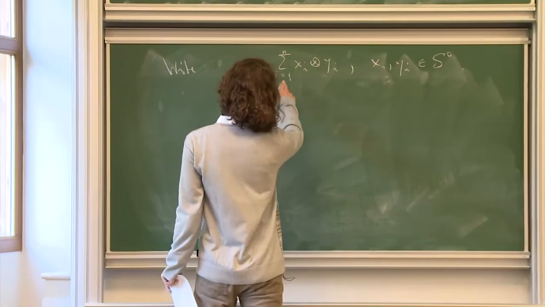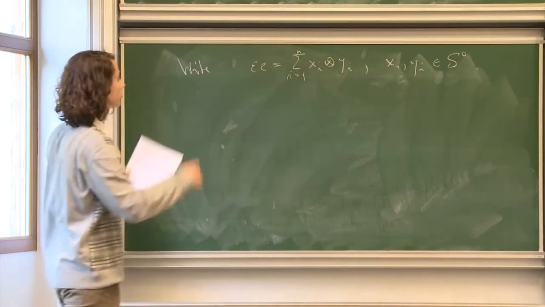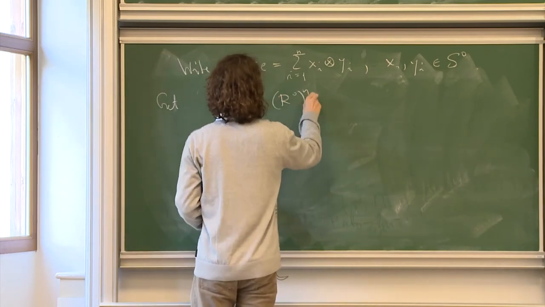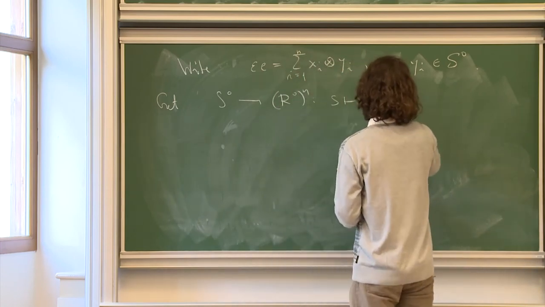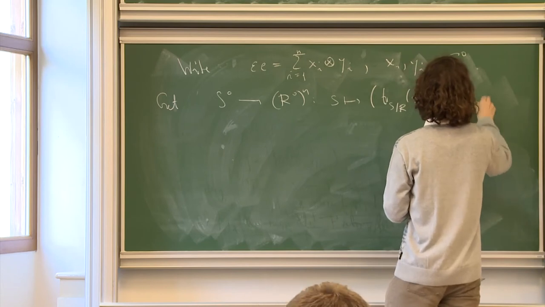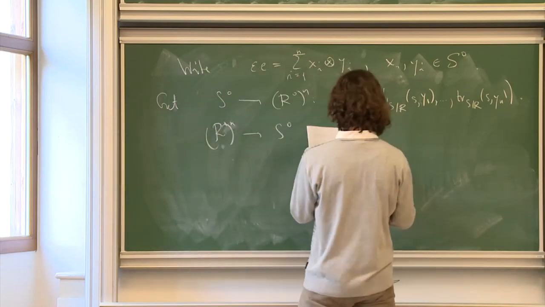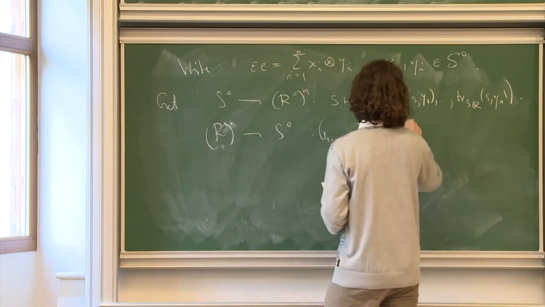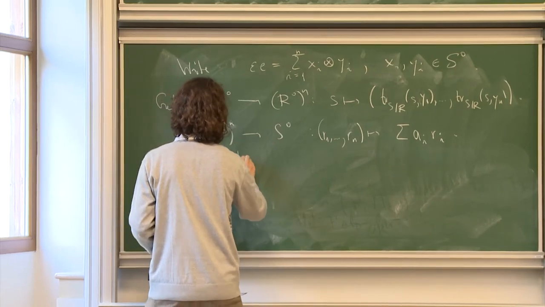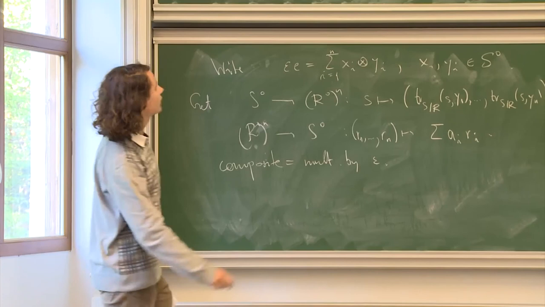So we have these. And if you think about it for a second, then you see that you can choose this n uniform for all epsilon, by taking one expression here and then taking just the pi-power roots out of it. And then we get maps from S0 to R0 to the n, sending s to the tuple y1 and so on, and we get a map in the other direction sending r1 up to rn to the sum of ai ri, and it's easy to see that their composite is multiplication by epsilon. So this way we see that S0A is such a nice module over R0A.